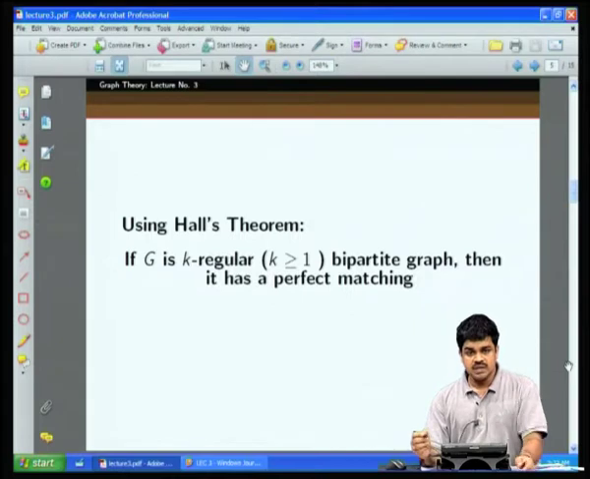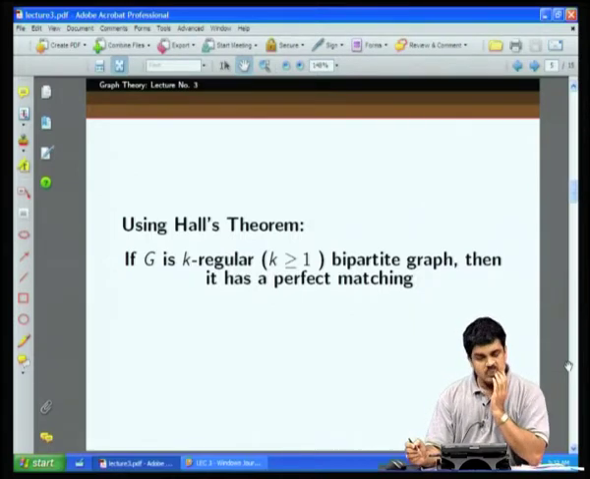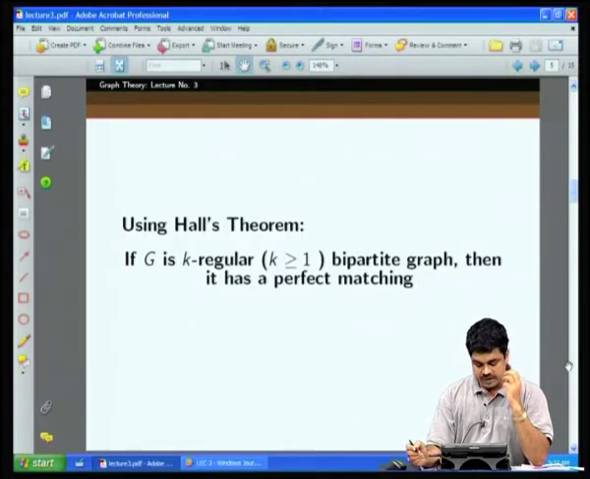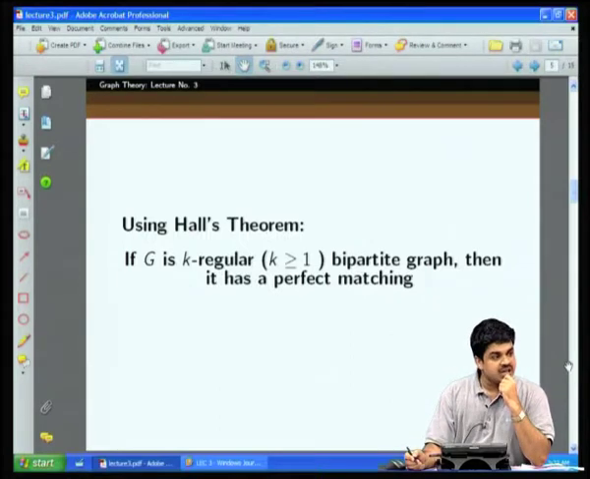Now, the next thing is to see how we can use Hall's theorem to infer some interesting results. For instance, when it comes to checking whether Hall's condition is true or not, we have to verify each subset of the A side, and there are 2 to the power cardinality of A subsets. All of them must satisfy Hall's condition, that means the neighborhood is greater than or equal to the cardinality of the subset. But that is a tedious job.